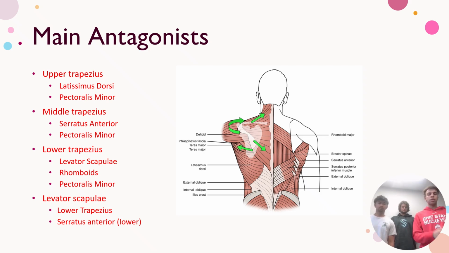And for the levator scapulae, the lower trap and the serratus anterior, the lower part of that muscle, would also oppose because they directly oppose the function of the levator, which is the elevation and downward rotation. And then the upper trapezius could be an antagonist for the lower trap, and the lower trap can be an antagonist of the upper trap because they directly oppose each other's actions.